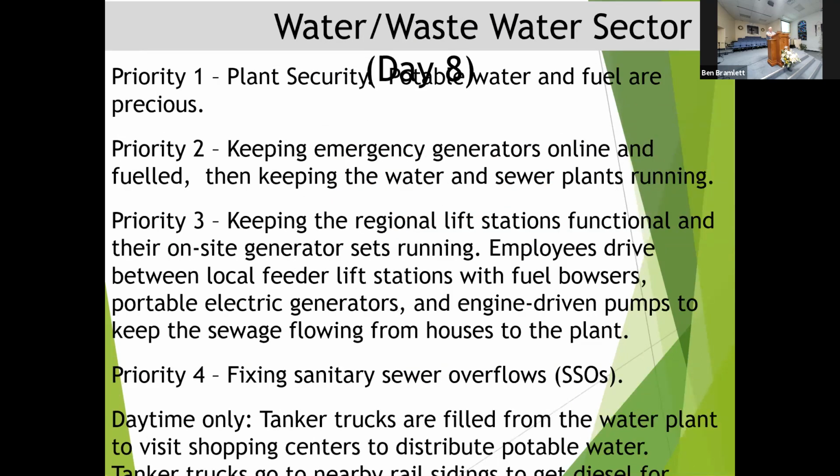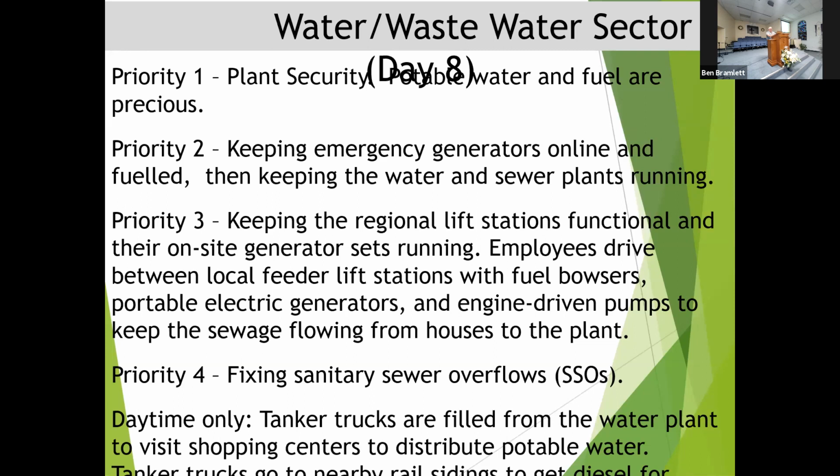In the water and wastewater department, basically plant security, potable water and fuel are going to be precious. They're going to have to keep emergency generators online to keep the sewage flowing, which is really more of an issue than keeping the water flowing. I will leave it at that.